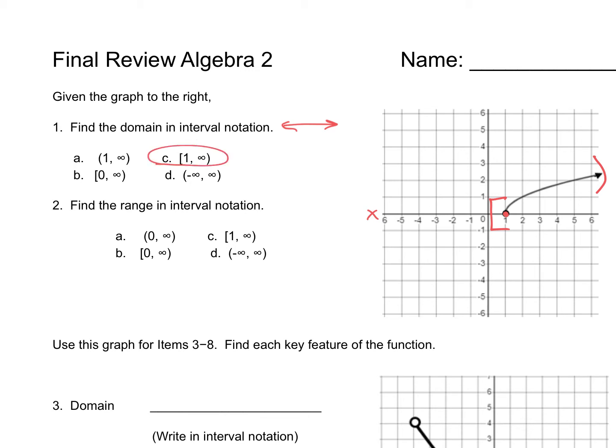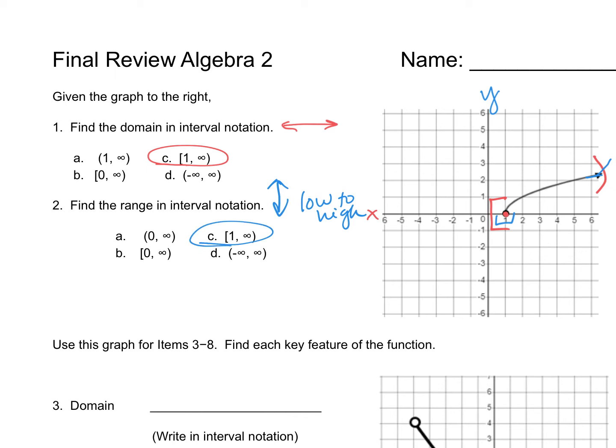Now range is going to be low to high. So the lowest point on this graph is positive 1. And so it starts at positive 1, and again, it still continues infinitely. So even though this looks like it's going right, it's also going up as it goes right. So range is always our y values. That's our up and down. And we go low to high. So on this one, we would say 1 to infinity as well.